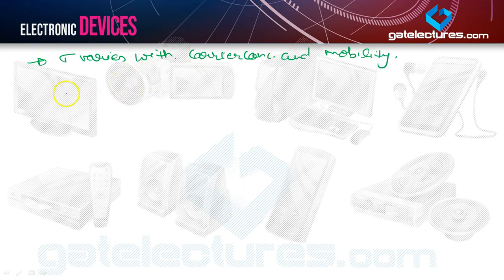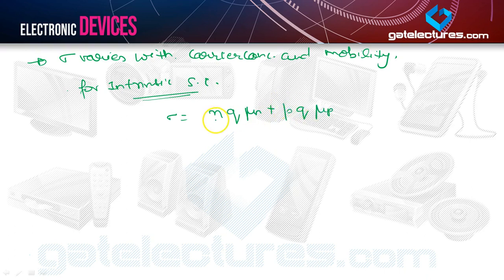For an intrinsic semiconductor, sigma is defined as n q mu n plus p q mu p, where n is the electron concentration per centimeter cube, p is the hole concentration per centimeter cube, q is the same for both, and mu n and mu p are the mobility of electrons and the mobility of holes. And it is important to note that your conductivity sigma increases with temperature.